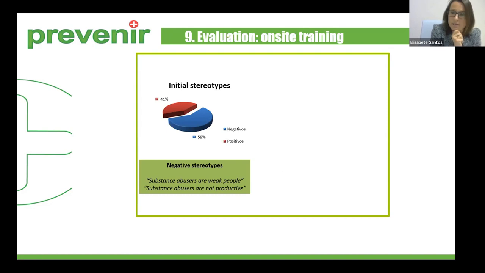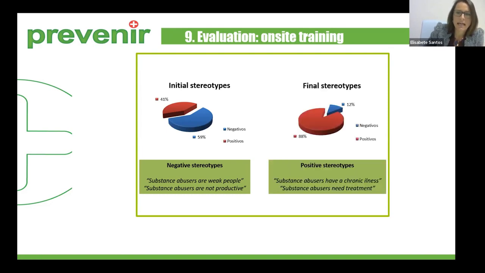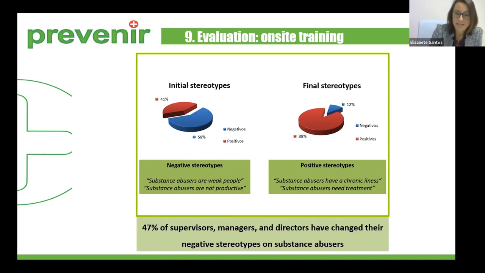And at the end of the session, the number dropped to 12%. So 88% ended up the session with positive stereotypes about substance users. So we can conclude that 47% of supervisors have changed their negative stereotypes on substance users.